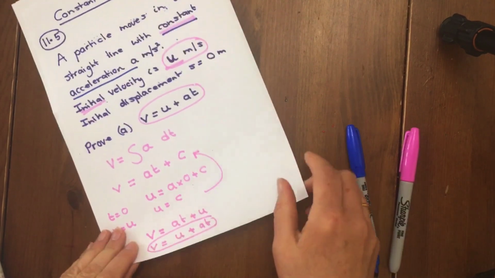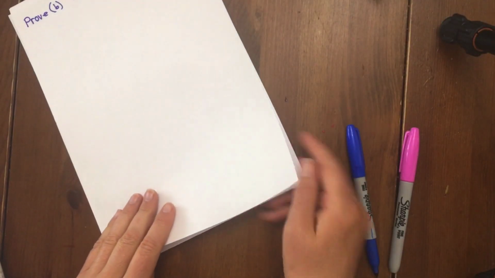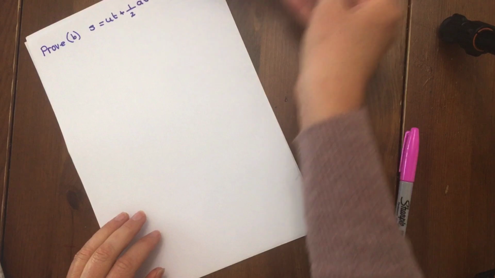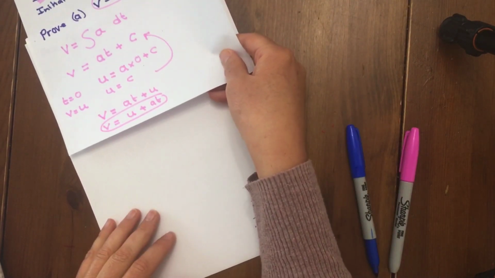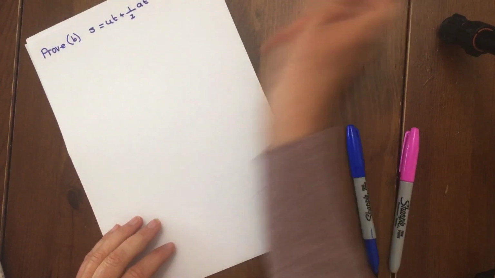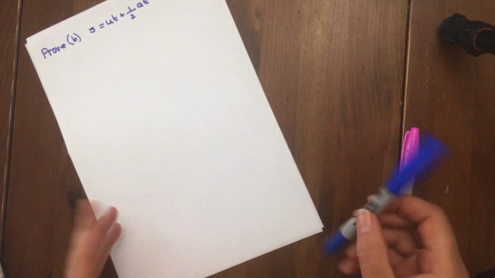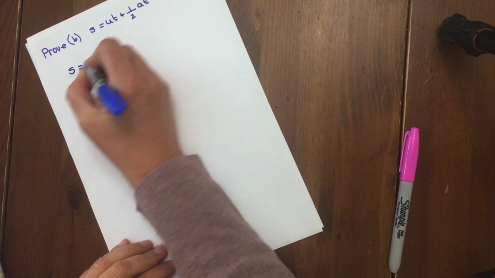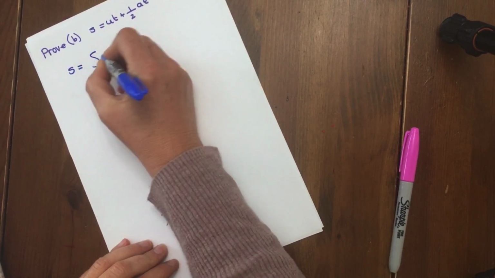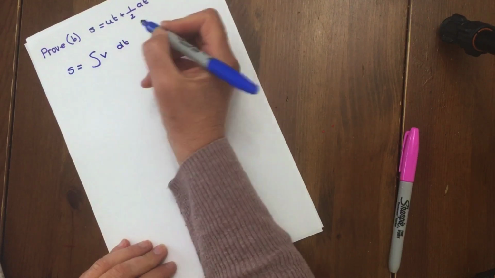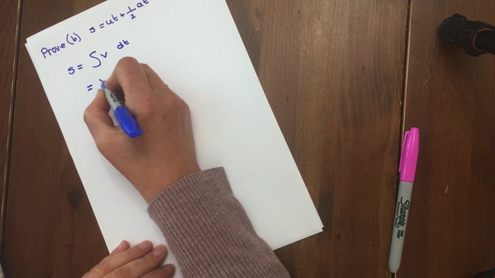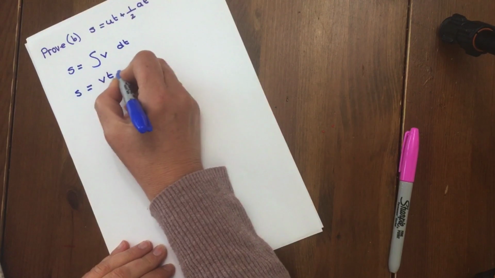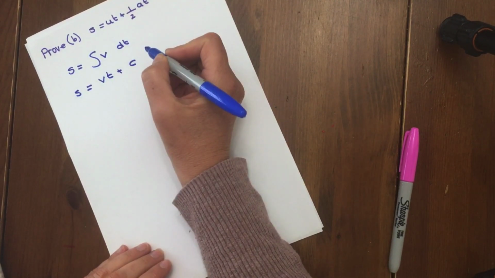Okay, the next equation you might be asked to prove is this one. So how are we going to get that? Well, the other one we got from integrating acceleration. So in this case, to get displacement, we have to integrate velocity with respect to time. So let's do that. We're going to get s equals vt plus our constant of integration.